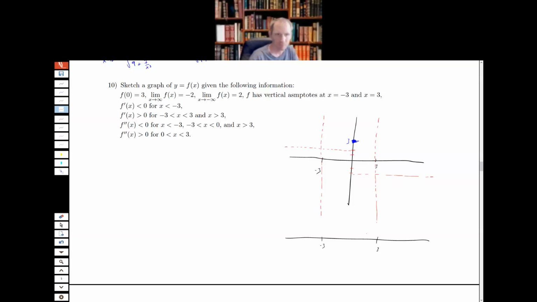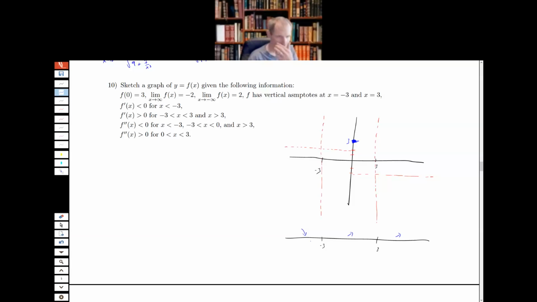Now let's fill in our increasing and decreasing information. For the increasing and decreasing, f prime is less than 0, so it's decreasing when x is less than negative 3. So it's decreasing over here. And f prime is greater than 0, so f is increasing when x is between negative 3 and 3, and when x is bigger than 3.